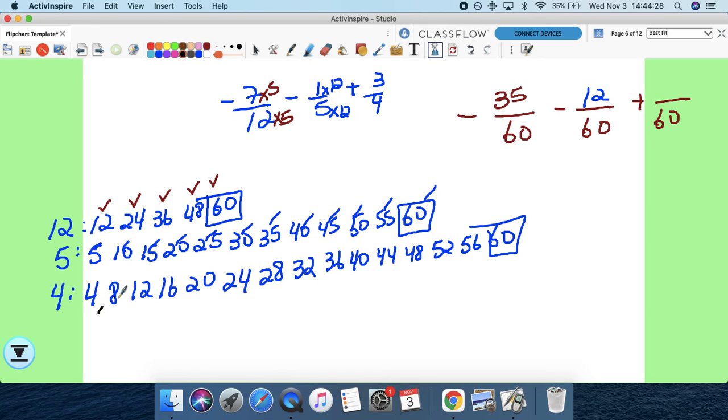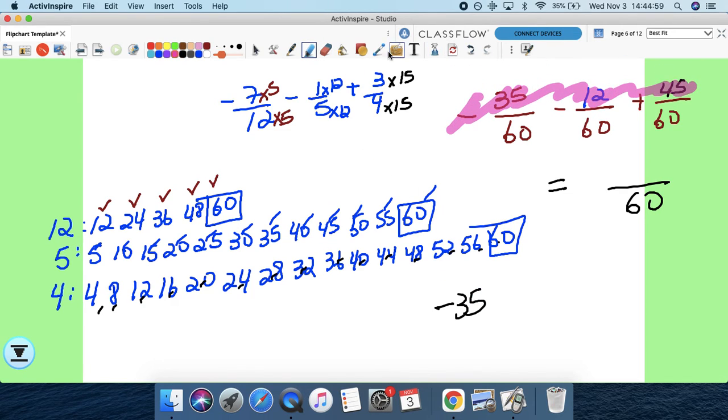4 times 1, 2, 3, 4, 5, 6, 7, 8, 9, 10, 11, 12, 13, 14, 15. So 4 times 15. So I have to multiply the top times 15. 3 times 15, 45. So now we have to find the answer. It's going to be something over 60. I don't know yet if it's negative or positive. So let's copy that. We have negative 35, and now copy this part here: negative 35 minus 12 plus 45.